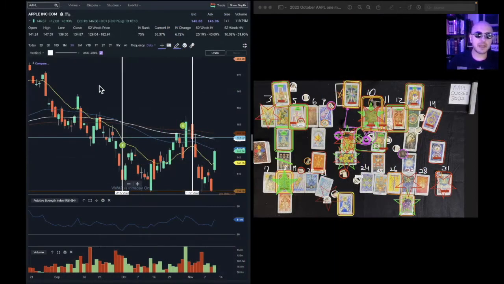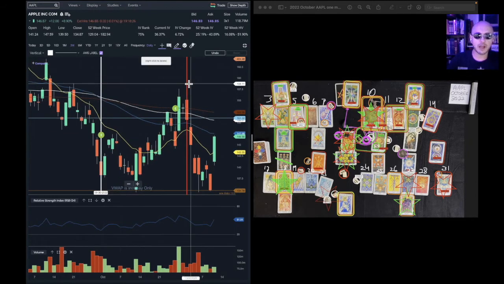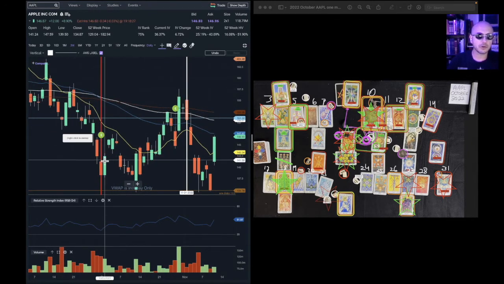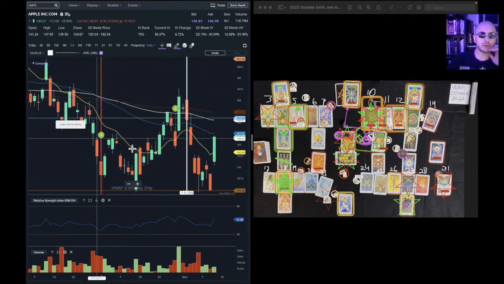Okay, so we have a chart here of October. I put a vertical white line on the borders of October. So the next candlestick after this white line is the first day of October. The last candlestick before this white line is the last day of October. So we're going to take a look. For October, we had a rally that offered an opportunity to open up a short position, and it was crossed with a significant move to the upside.